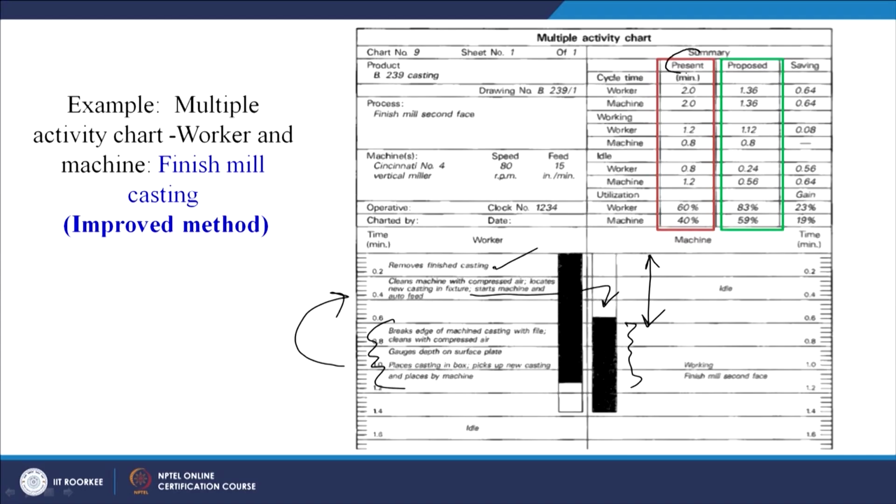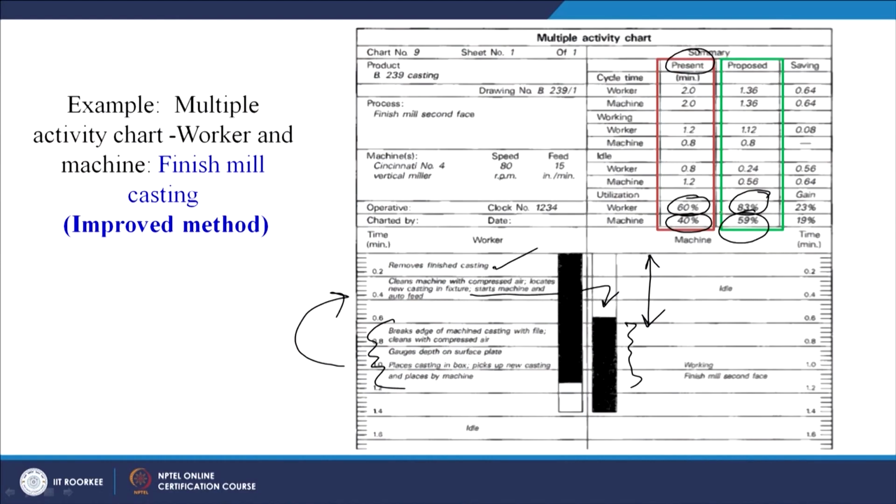So, the summary we can see, in the present method utilization of the worker was 60% and utilization of the machine was 40%, but with this slight change in the sequence of work that he is doing, the worker is now 83% efficient and the machine has 59% utilization. So, we can see that now we are utilizing both our subjects, the worker as well as the machine, properly.